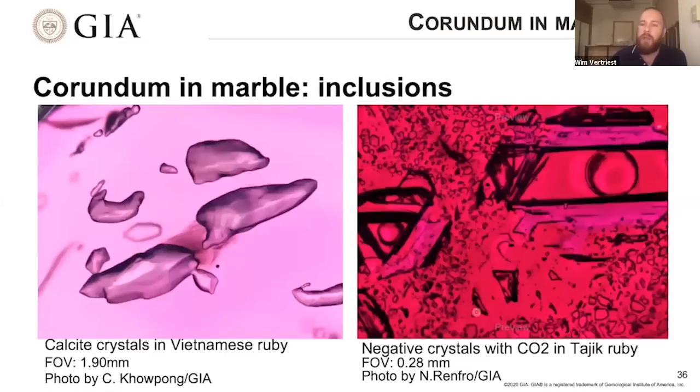Now, of course, typical inclusions that we see there are related to that marble. Calcite crystals are extremely common in this kind of rubies. They're the most common inclusion in, for example, rubies from Mogok, rubies from Vietnam, rubies from Afghanistan.